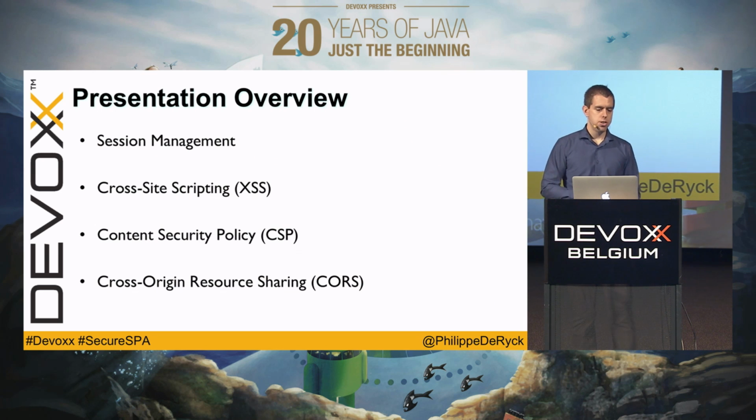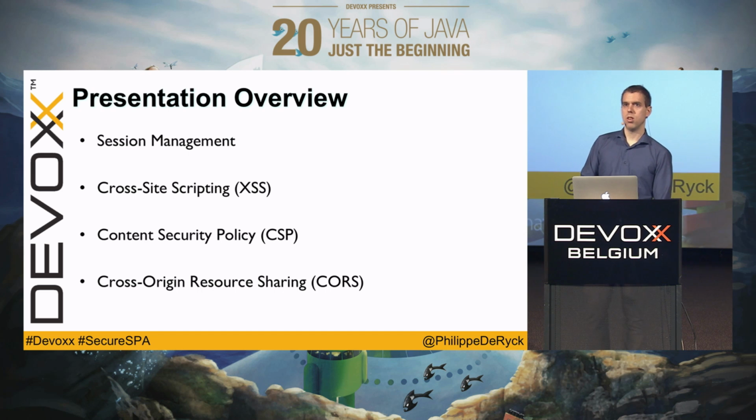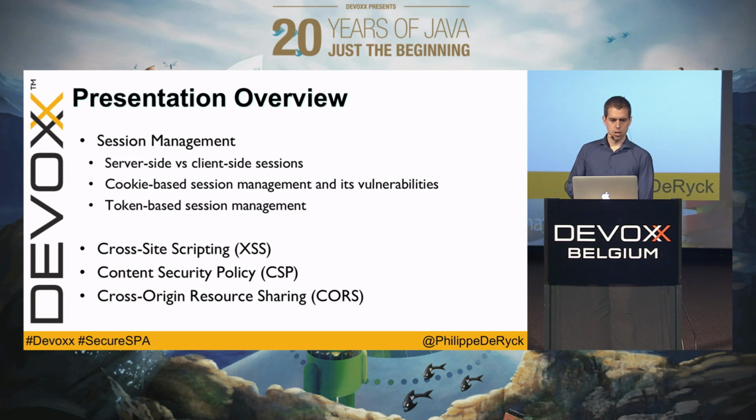So I already hinted at what we're going to cover today. I have four major topics to cover. I want to talk about session management, especially where you move to client-side session management. I want to talk about cross-site scripting, which is the single most important security problem in web applications. And I want to talk about two security policies: content security policy to prevent cross-site scripting attacks, and cross-origin resource sharing to expose your API to third parties.